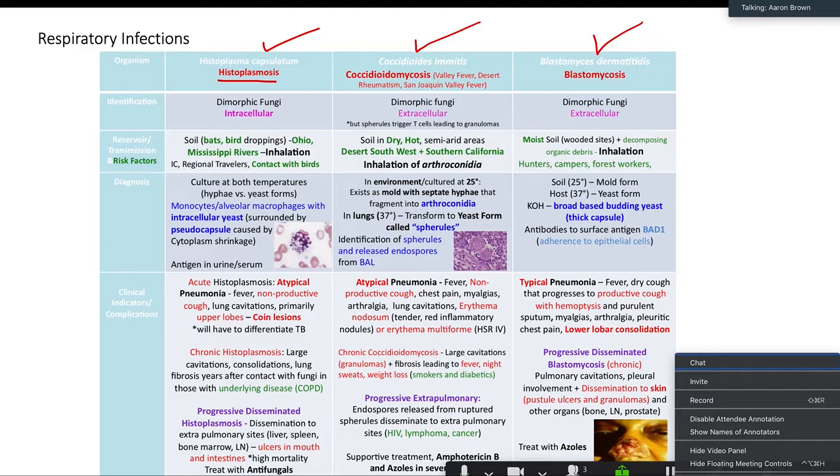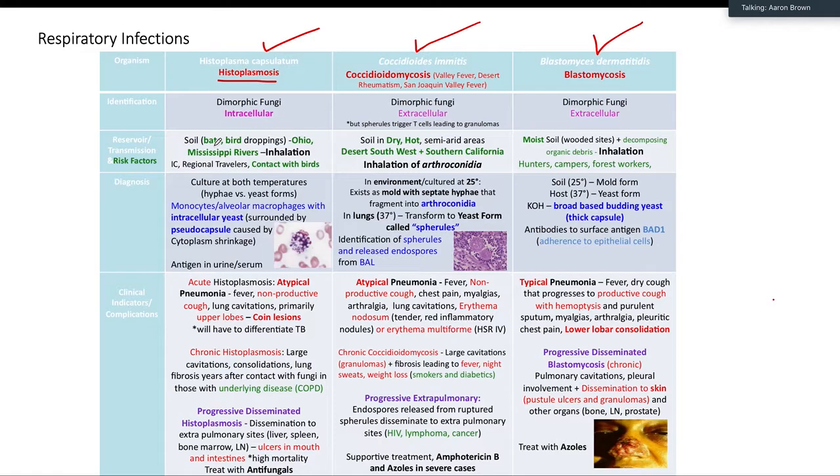Yes. Good, good. So we're looking for caves. We're looking for having been around bats in a cave, or bird droppings, inhalation, especially in that Ohio area. That's going to be our most likely association with this.